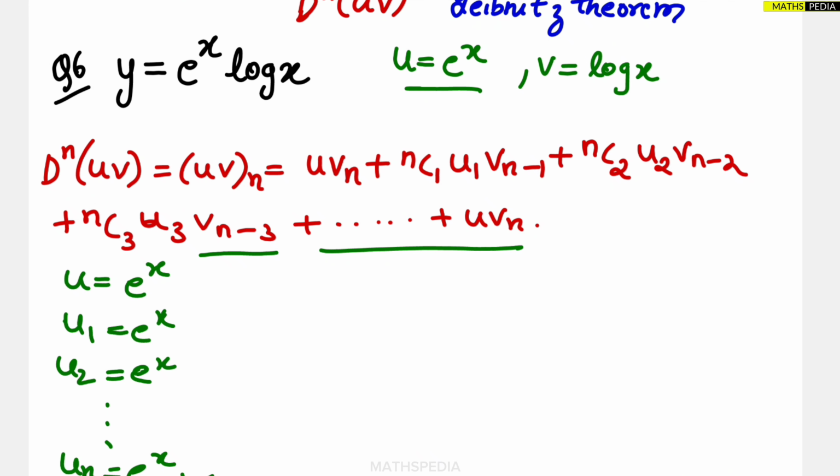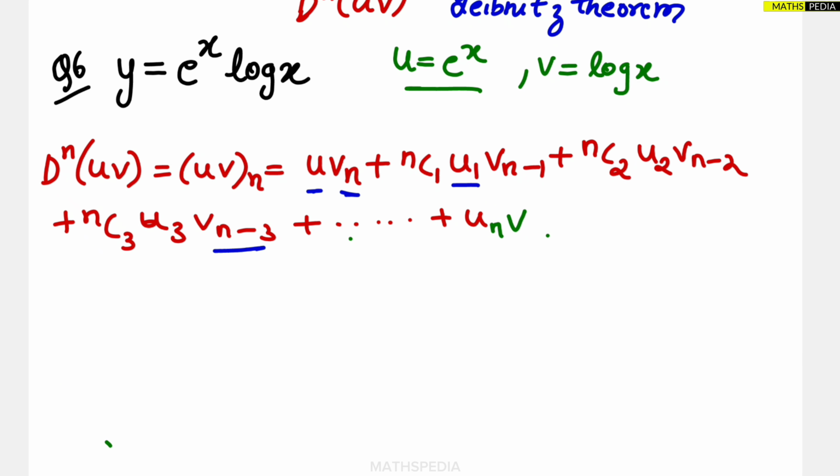Okay, so here we'll find till u3, then put dot dot dot, and the last term is un into v. On the v side, we have to find vn minus 1, vn minus 2, and so on. So v is nothing but log x. What will be vn?